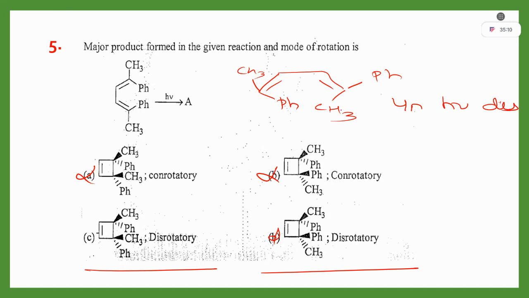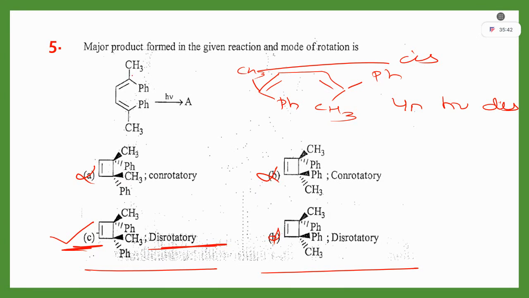So the things which are, you listen again, the things which are trans in your starting material, if they undergo disk rotation, they will be cis in the product. Okay. So option number C is most correct because here both the CH3 are cis. Why? For your understanding, let me tell you one special thing that I have noticed in this reaction.